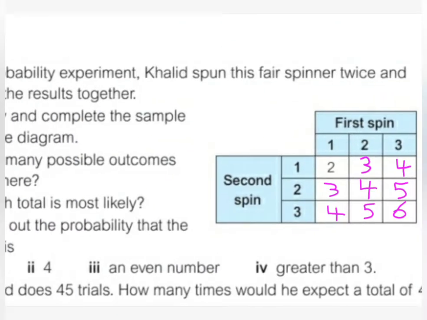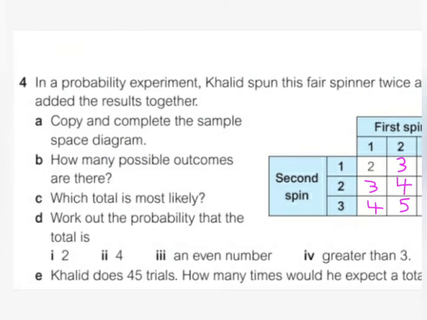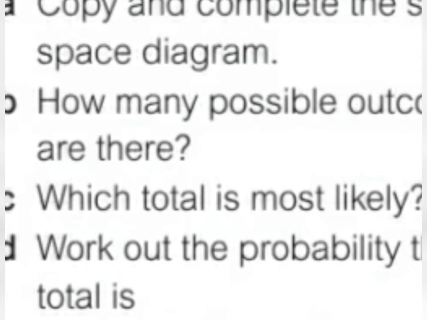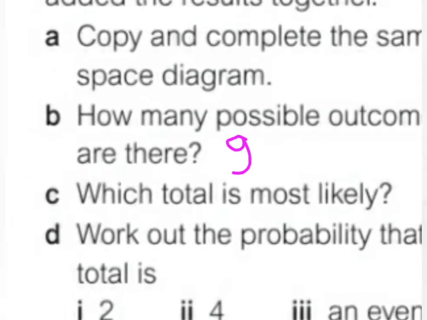Now, let's take a look at the questions. First one, A, we finished it. We completed the sample space diagram. Question B says, how many possible outcomes are there? As we said, how many outcomes do we have here? Very good, we have 9 outcomes. So how many possible outcomes? We have 9. Very good.